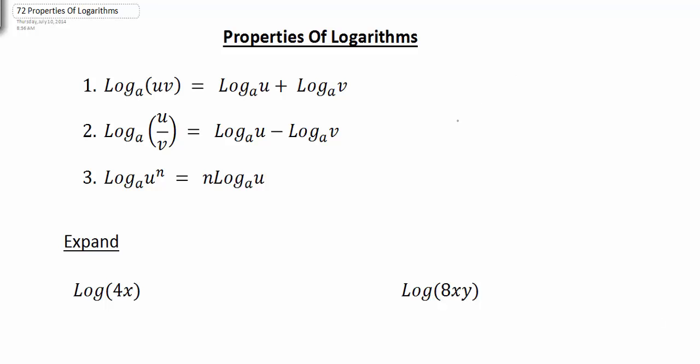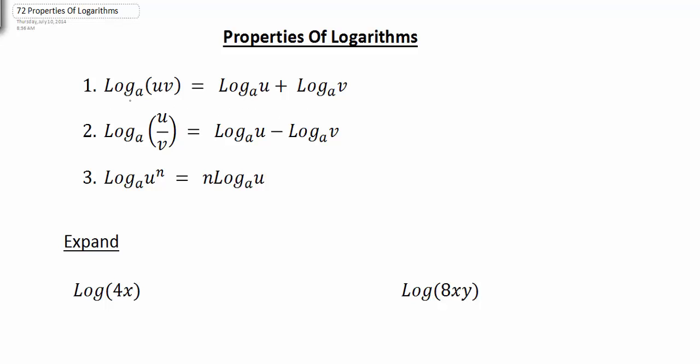In this video, we're going to look at three important properties of logarithms, and a lot of these properties and topics we've been talking about in the past few videos are going to really be important once we get to the end of this chapter, and we're going to look at how we can solve exponential and logarithmic equations. So these three properties are going to be very important, so make sure that you memorize these.